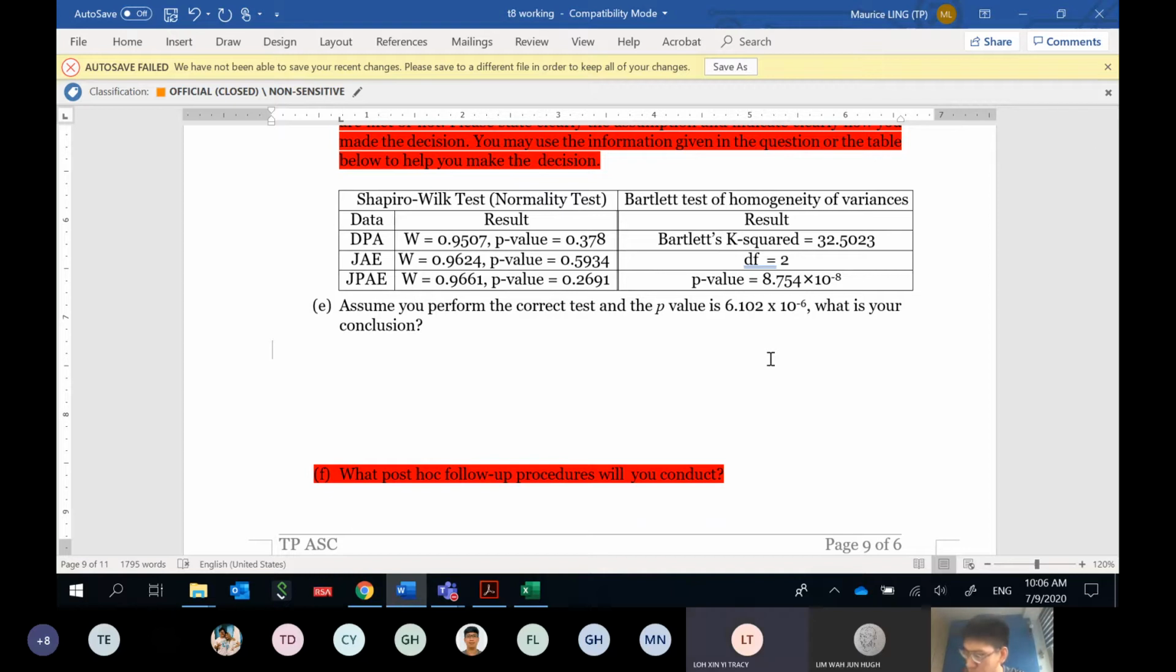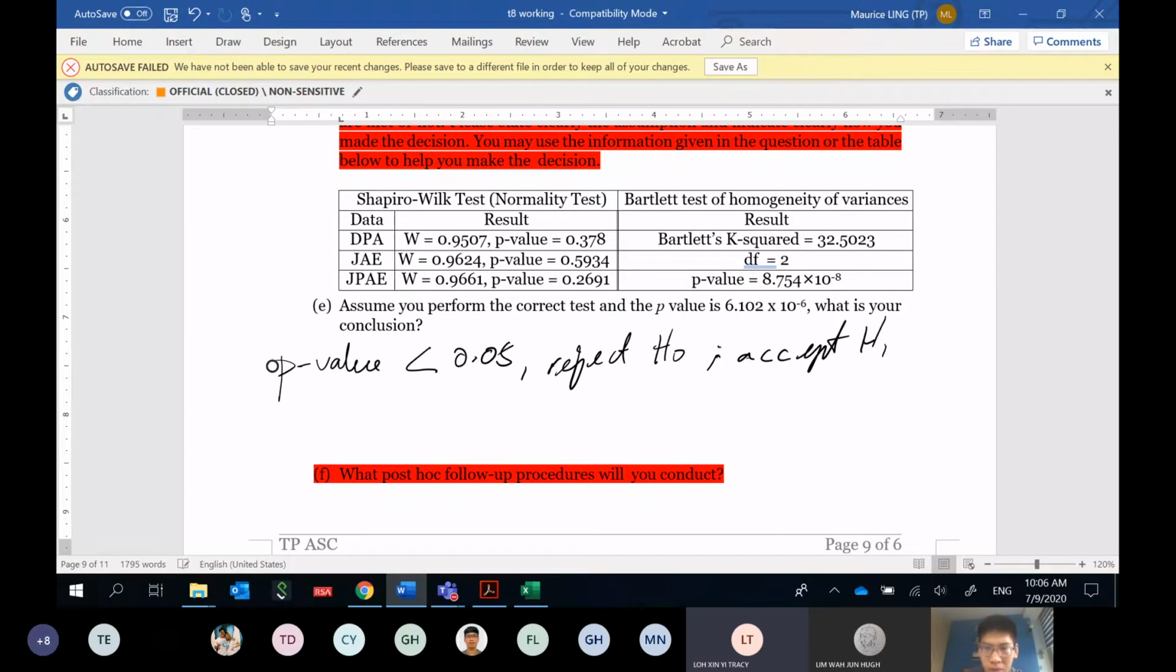Because the p-value is smaller than alpha, so we reject the null hypothesis. Right, so the p-value is less than the alpha, which is 0.05. Then you reject the null hypothesis and you accept the alternate hypothesis. And what is the interpretation of accepting the alternate hypothesis? Not all the admission categories are the same.